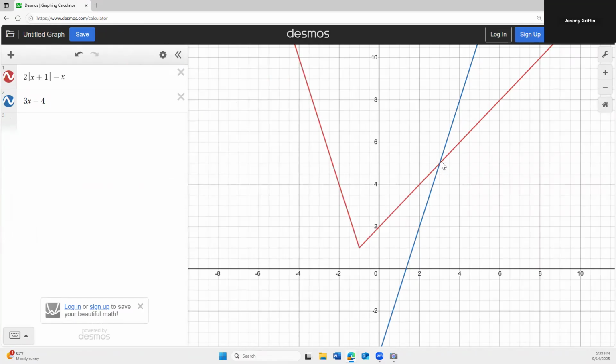Oh, look, it's at 3, 5. So the x value is 3, the y value is 5. Bam, exactly what we found. Now, the extraneous solution was x equals 1/3. See where the graphs definitely do not cross at 1/3.